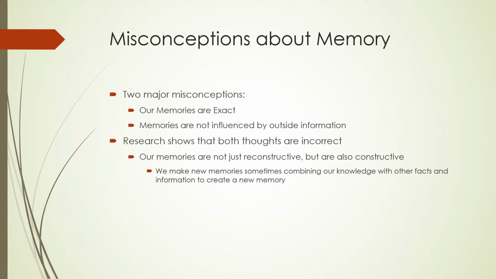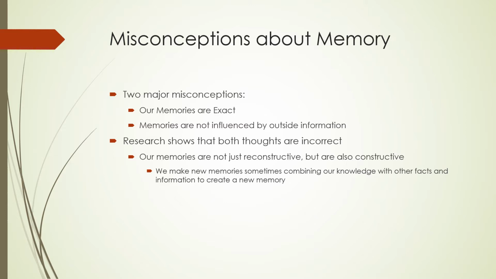So there are really two major misconceptions about memory. The first one is that our memories are exact. And by this, it means that we're recording an image as if it's exactly how that image took place. But as we can think about, and as we've talked about with schema theory, our biases and the ways in which we view the world and our experiences can change our perception of how a memory actually occurred.